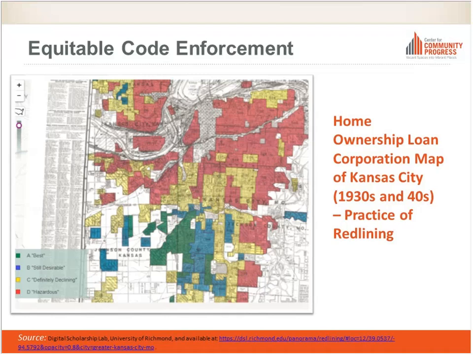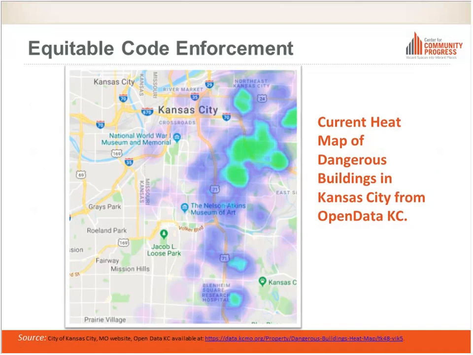So redlining is generally the term we use to describe the discriminatory practice of fencing off areas where banks would avoid investments based on community demographics, which included things like income level and race. This map shows the redlined areas, which the Home Owners' Loan Corporation defined as hazardous in Kansas City in the 30s and 40s, and I show this because it's still relevant today.